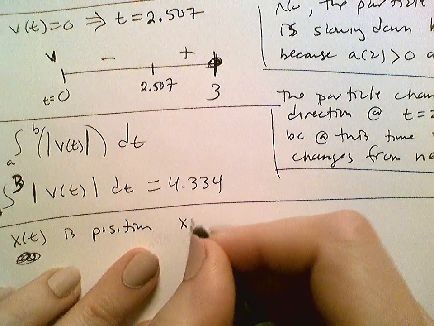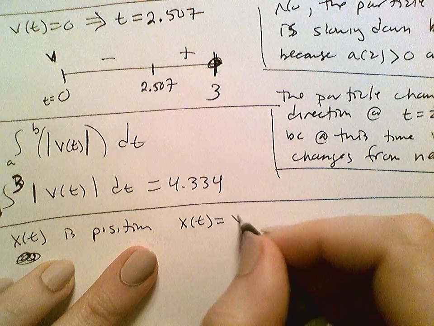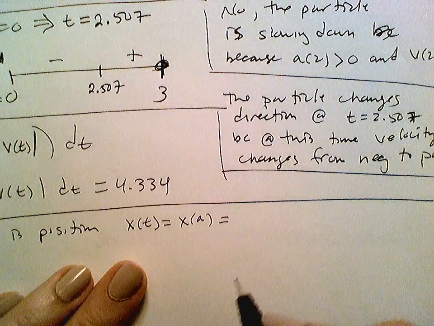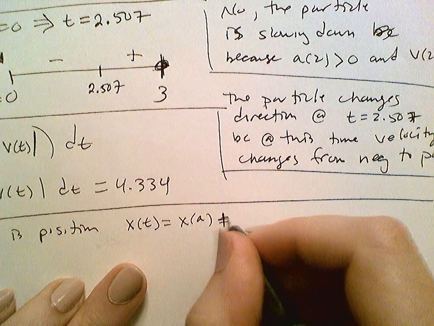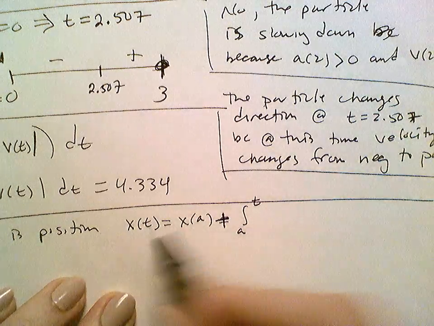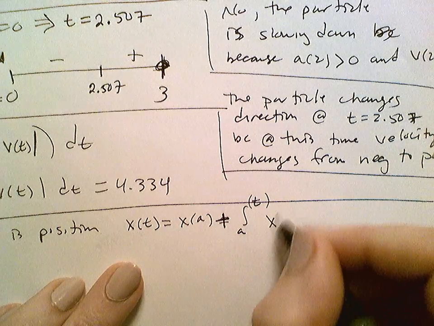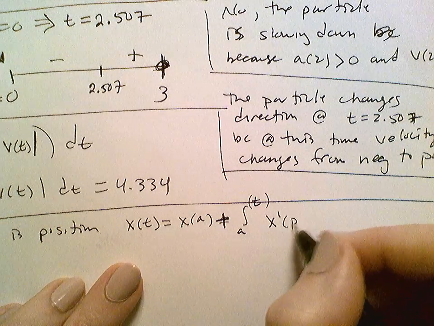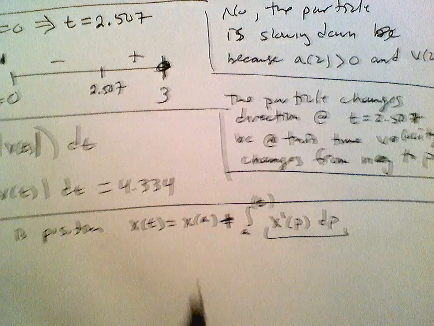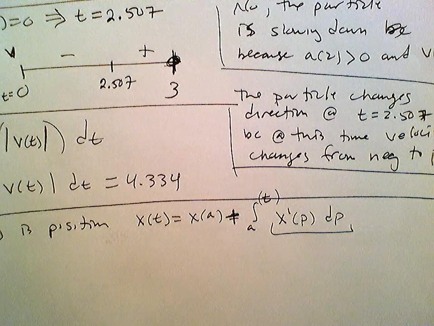And it goes like this. x of t equals x of a, where a is some number that I know the output for, plus the integral from a to t. That's where the input of this function goes. And then here I do x prime of p, dp. These variables can't be the same as the ones that appeared before it.